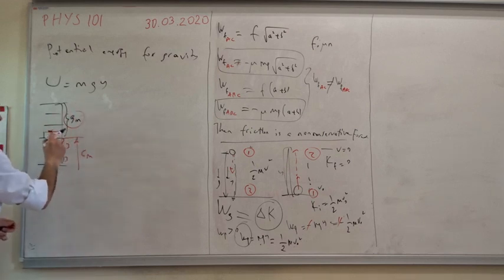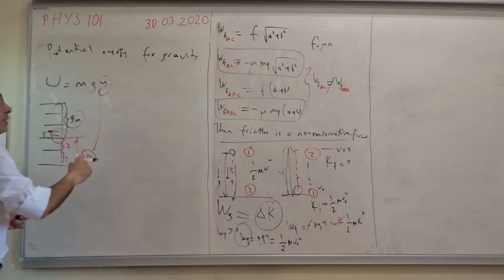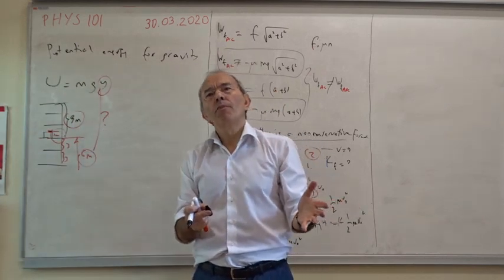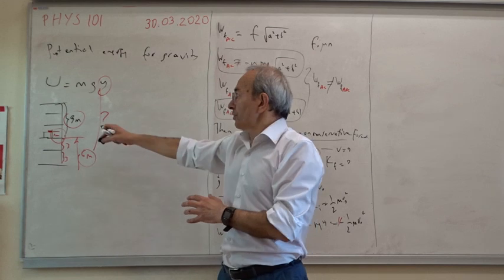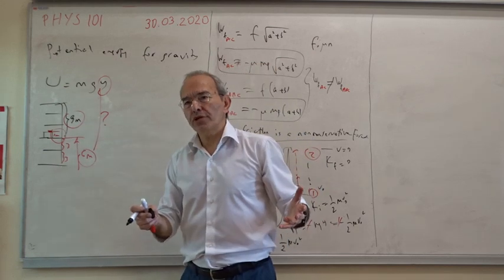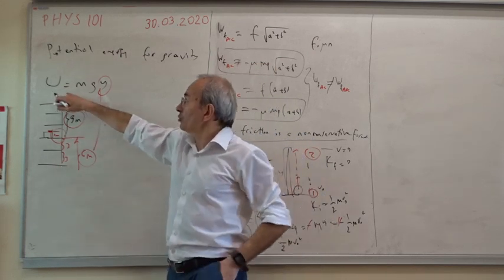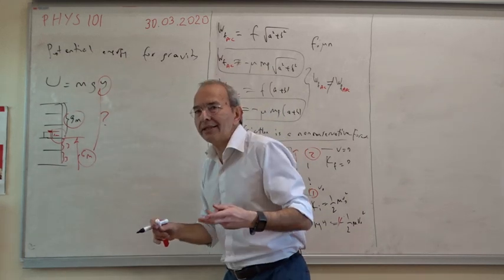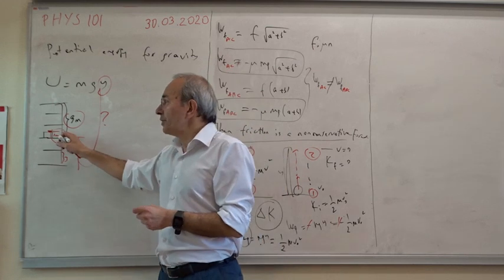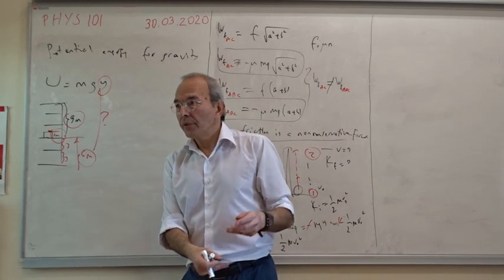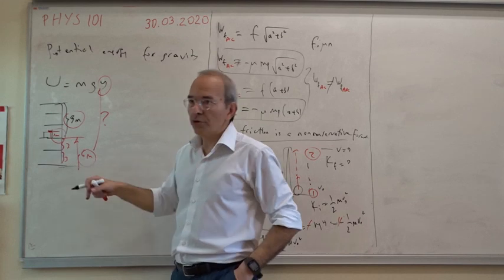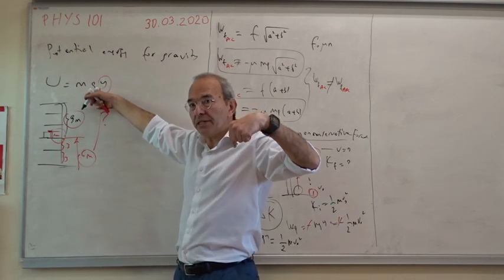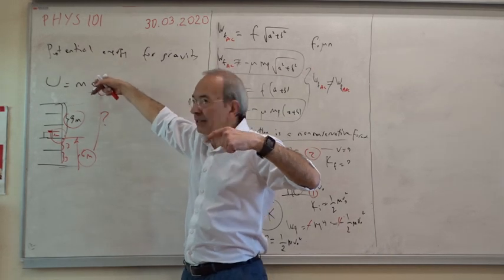Which of these distances do we take as our y? Here is a table, and here is a book on top of it, and we are on the second floor. The definition of potential is mgy. But which y should be taken into account correctly? Is it 1 meter, the height of the table? Or is it 6 meters from the ground? Or is it 9 meters, negative, minus 9 meters from the top of the building?